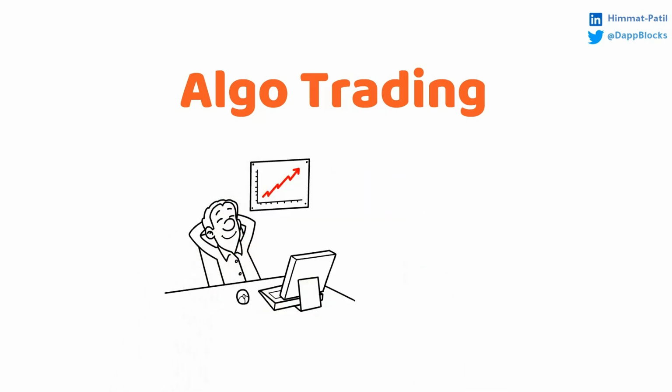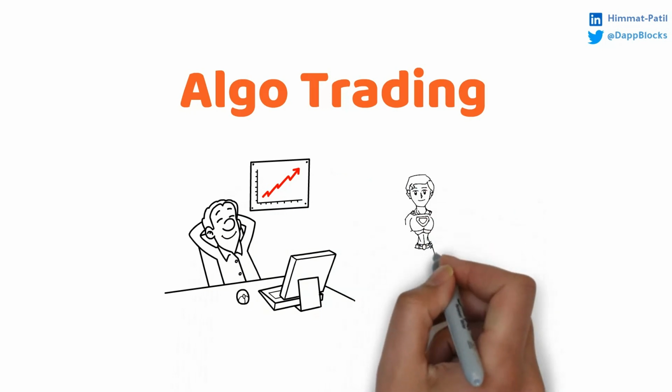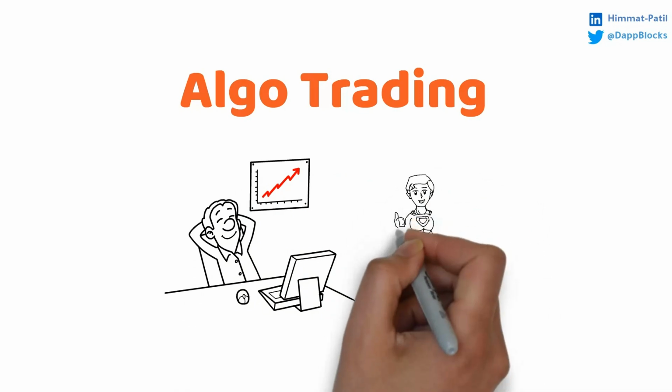Algo trading, also called automatic trading, uses a computer program to follow a set of instructions to place buy and sell orders.